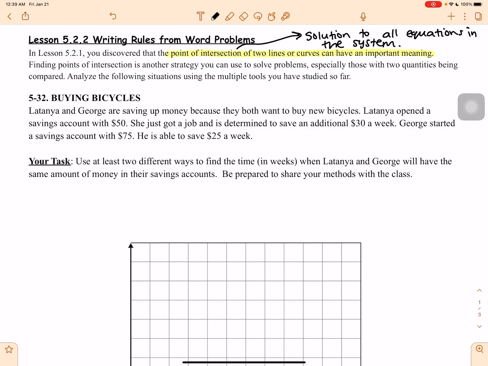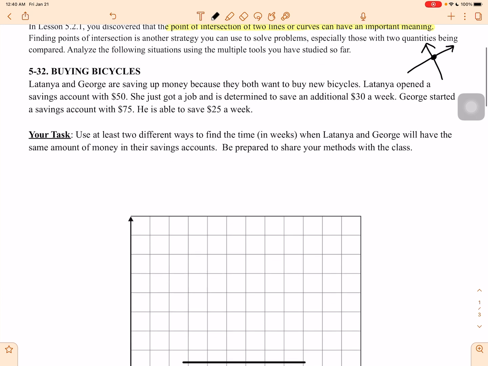They could have more than one solution if we had a crazy parabola and then lines, right? That's two solutions, right? So that set there has two solutions, two intersections. We're mainly just going to be dealing with lines where they cross one time. Okay? So finding points of intersection is another strategy you can use to solve problems, especially those with two quantities being compared. So here is our problem.